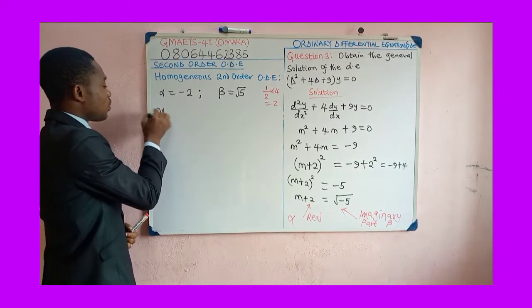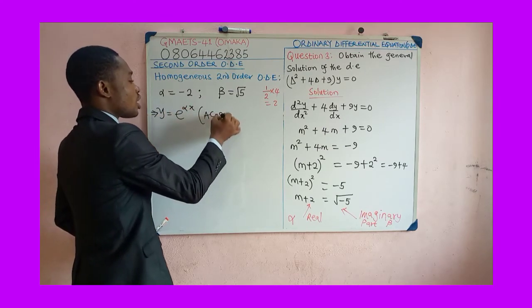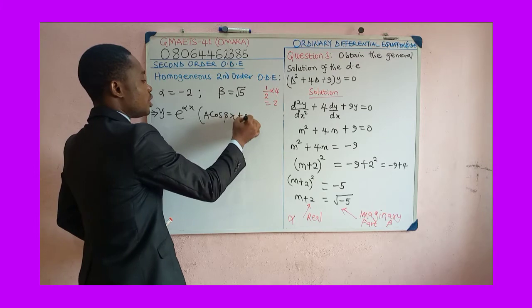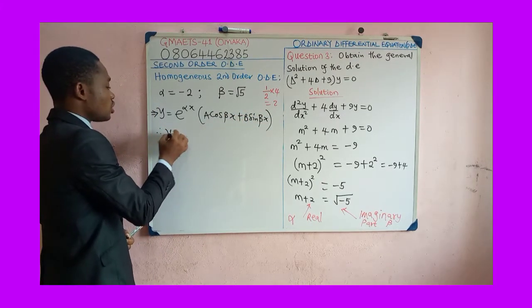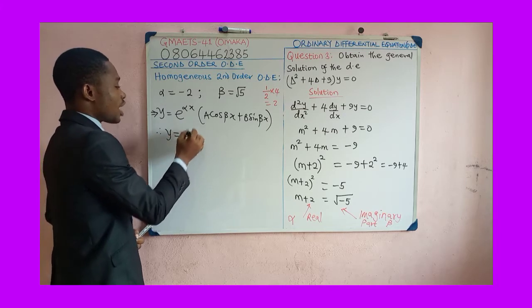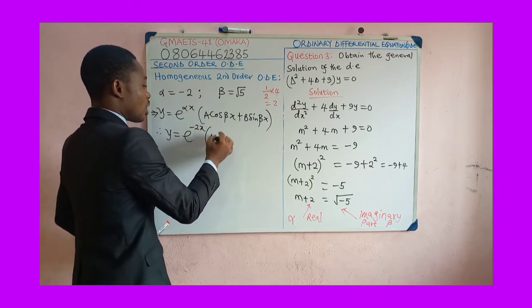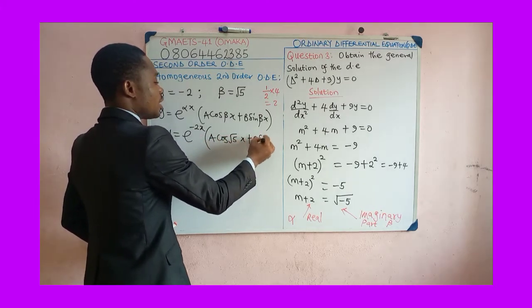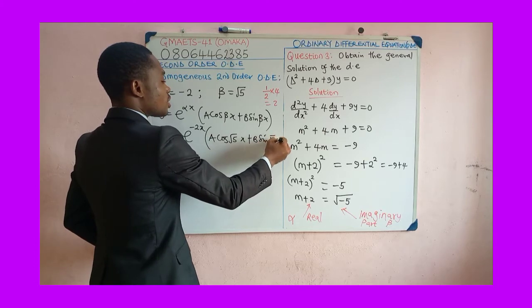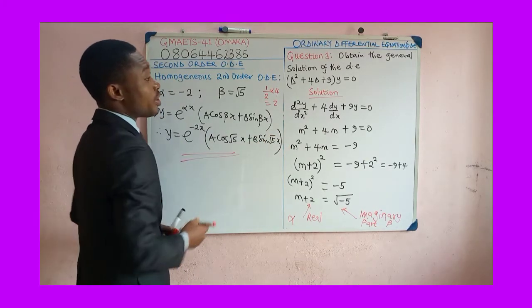So it implies that y is equal to exponential alpha x, a cos beta x, then plus b sine beta x. Therefore, the general solution of the complementary function is exponential -2x, because alpha is -2, open bracket a cos √5 times x plus b sine √5 times x. And this is my general solution, the complementary function.